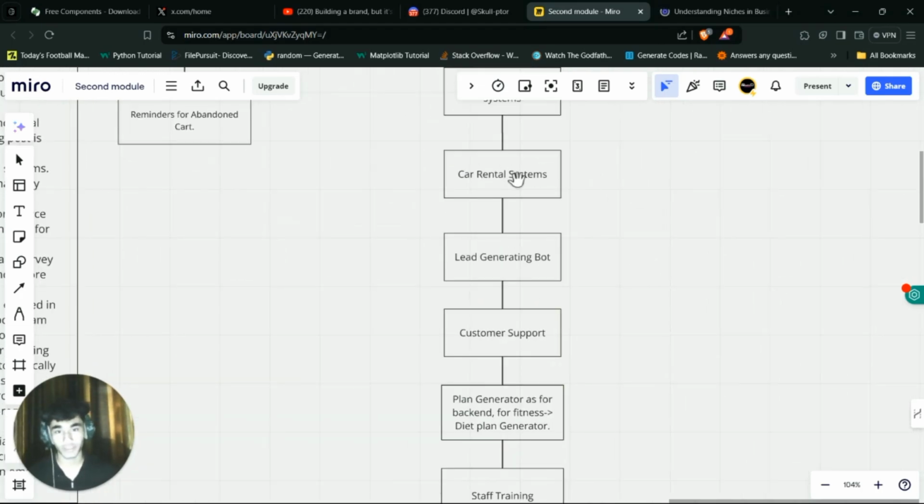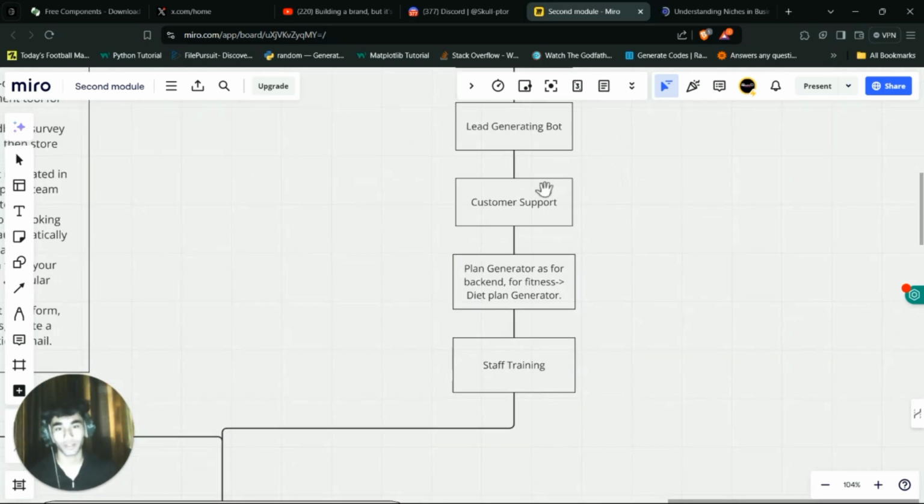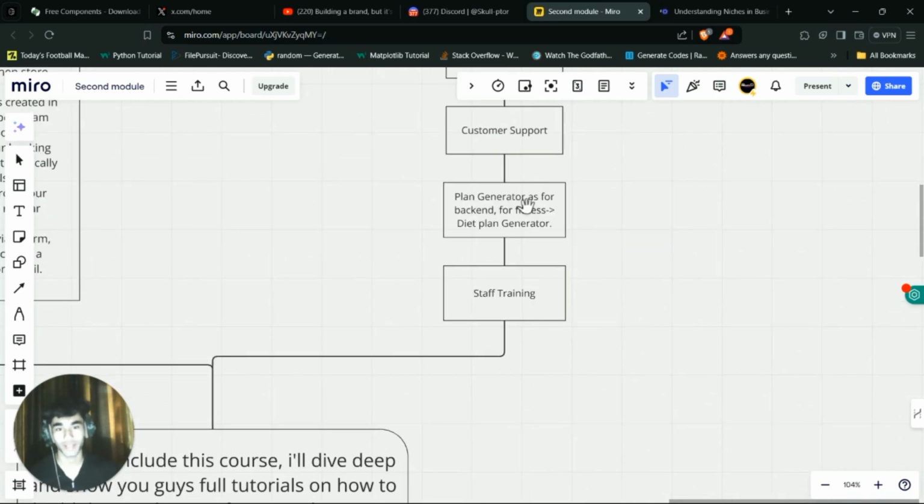Next comes car rental systems. It's pretty self-explanatory. Next comes the lead generating bot. Once again, it's self-explanatory. So is customer support. So is the plan generator, as a backend for a fitness diet plan generator.